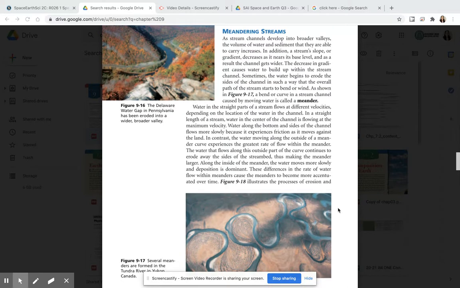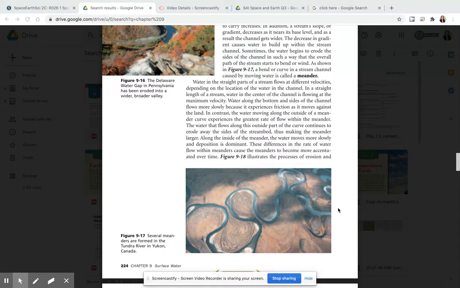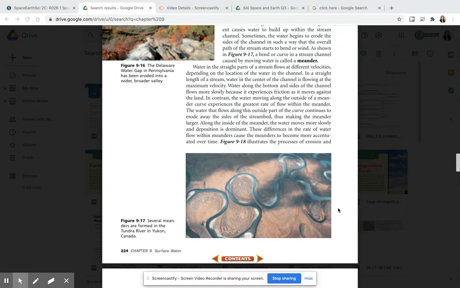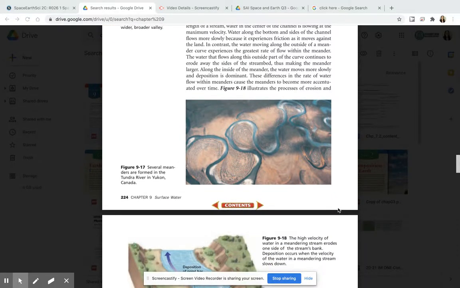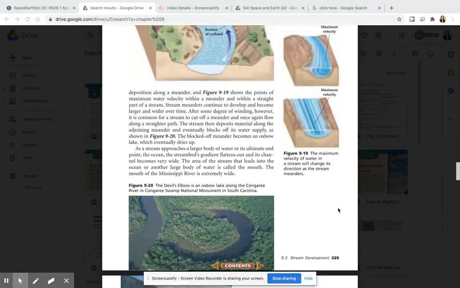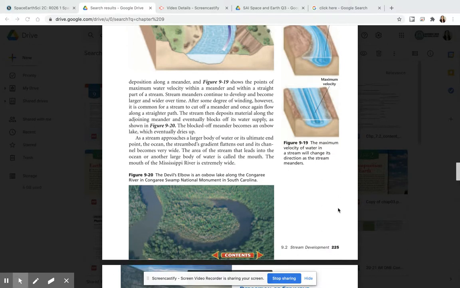These differences in the rate of water flow within meanders cause the meanders to become more accentuated over time. Figure 9.18 illustrates the process of erosion and deposition along a meander. And figure 9.19 shows the points of maximum water velocity within a meander and within a straight part of a stream.